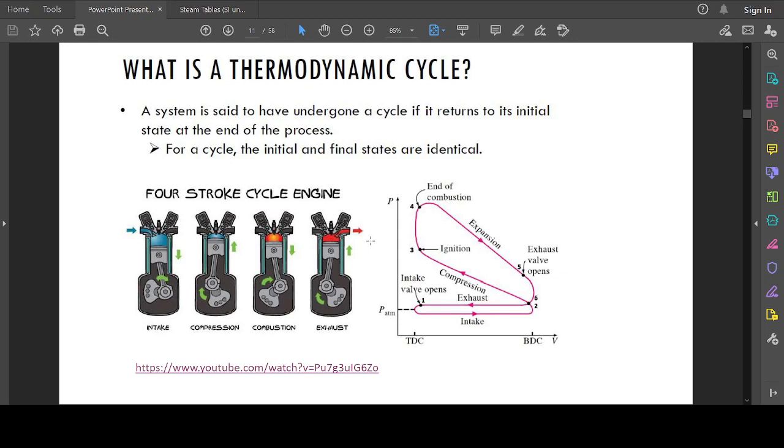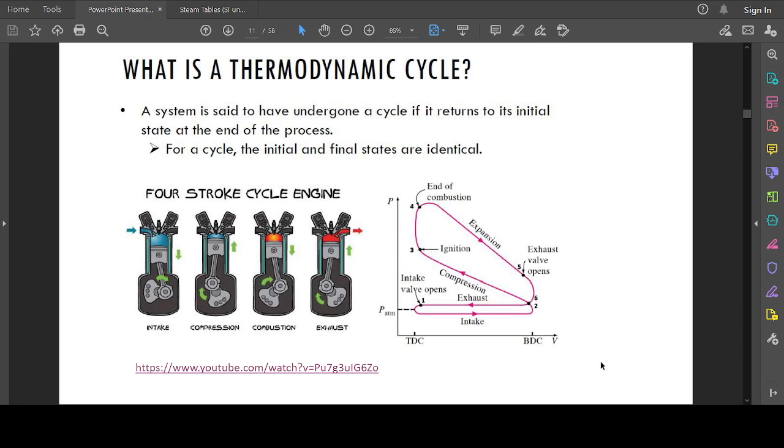And as we said, in a cycle the initial and the final state are identical. In this case, the initial state is a mixture of air and fuel, and then at the exit is the byproduct of the combustion as well. Now, if you watch this YouTube video, it will give you more explanation on how this four-stroke cycle engine works. Now, this is the same process represented on a pressure-volume diagram.